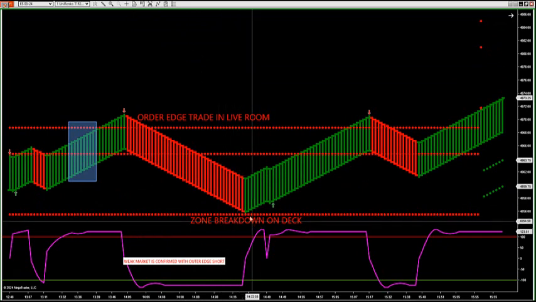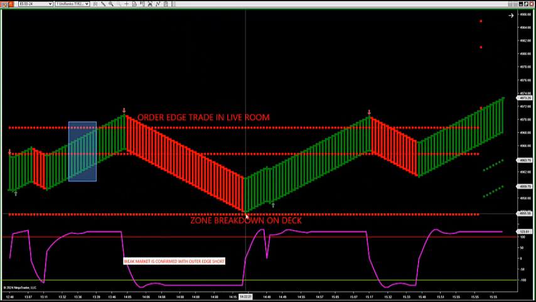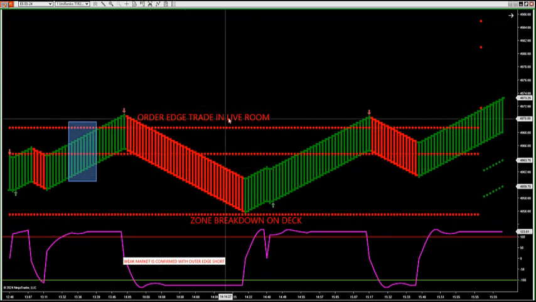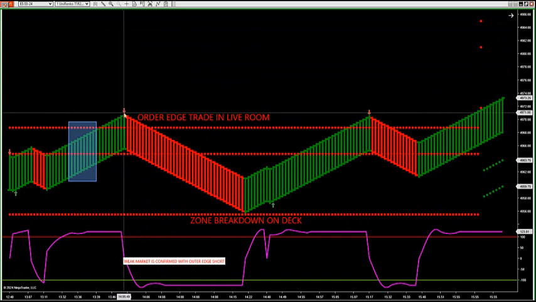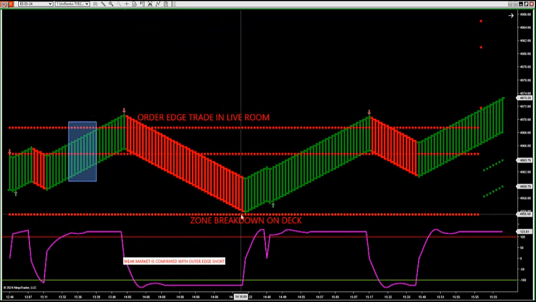And it came down. This is the next zone breakdown on deck, but look how it never broke. So you have your deep retracement outer edge trade in the room that happens here, and then you have your zone breakdowns that happen here. But see, it never turned yellow, it never broke down. Then we had another deep zone that happened there also. Okay, so I just want to show you the consistency of this setup.